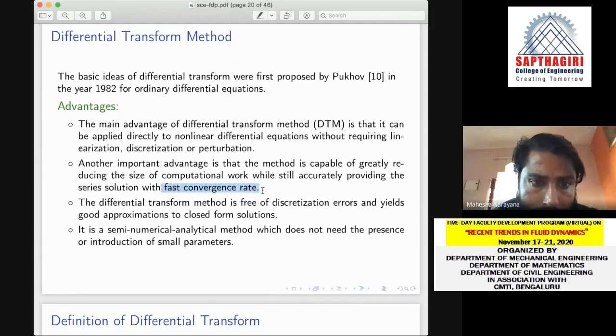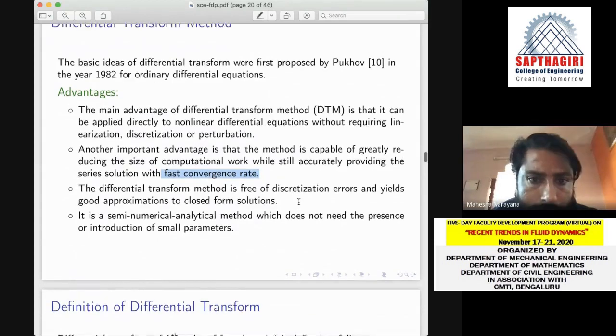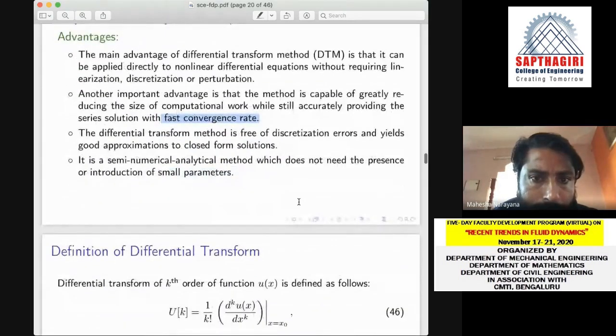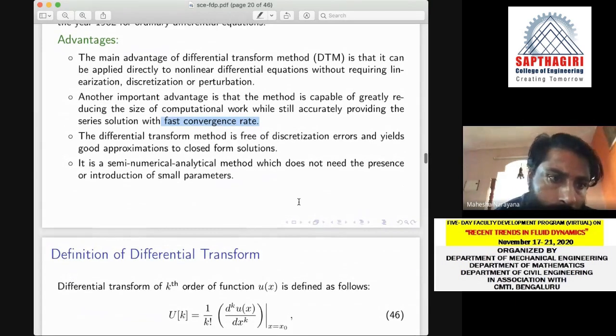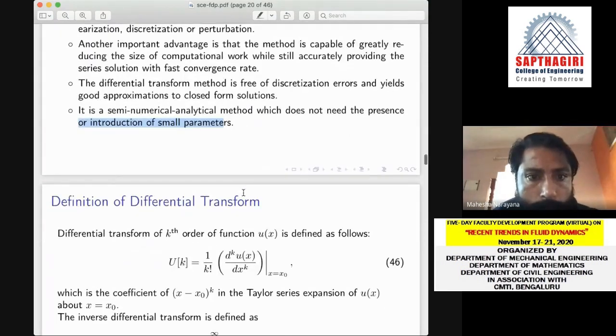I'll illustrate this aspect in some time. The differential transform method is also free from discretization errors and gives very good approximation to the closed form solutions, if at all a closed form solution is available. Okay, and it's a semi-analytical, semi-numerical method. I think this is a repetition of what I said earlier, so it does not require the presence of any small parameters.